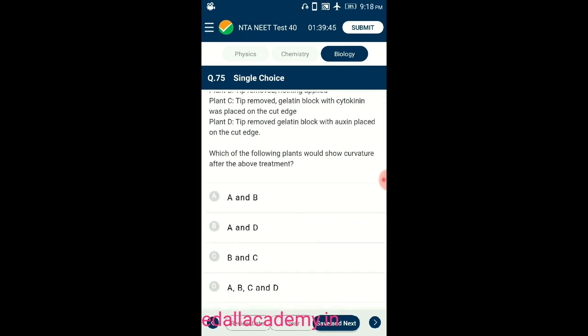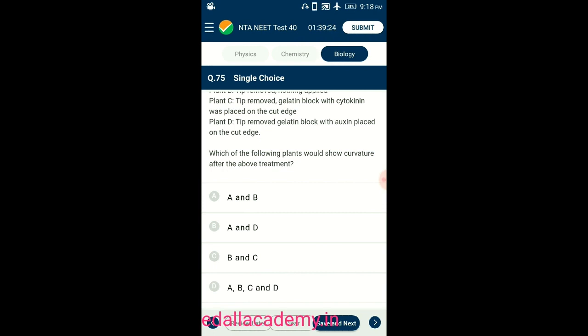Auxin is the plant hormone that is synthesized in the young stem apex. During daytime, auxin redistribution occurs such that the plant side directly exposed to sunlight contains a lower auxin concentration than the other side, which is not exposed to light. This unequal distribution causes curvature.